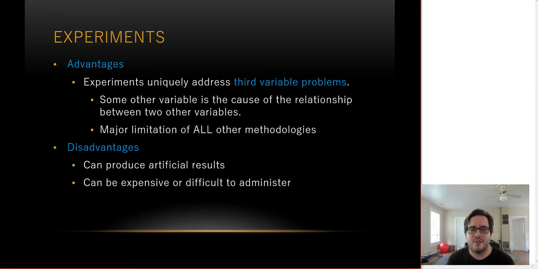For disadvantages, experiments can create artificial results sometimes. Just as much as in a laboratory observation, you are very strictly controlling what people do. In experiments, sometimes you have to very strictly control things about your participants. If you are trying to claim that you're only manipulating one variable, you may have to restrict what your participants do to make sure that you are only manipulating that one thing. So it can be artificial at times.